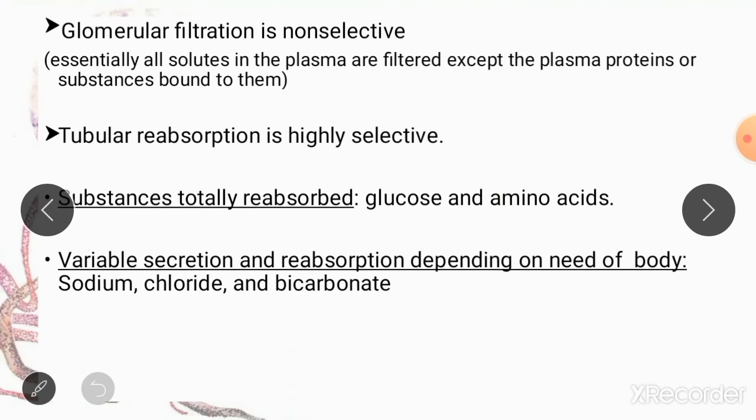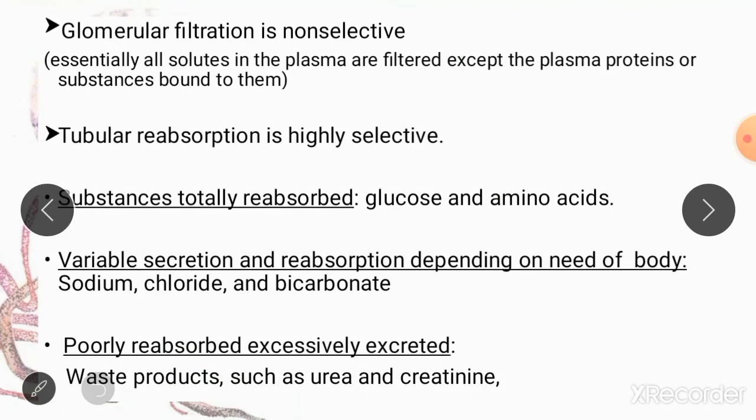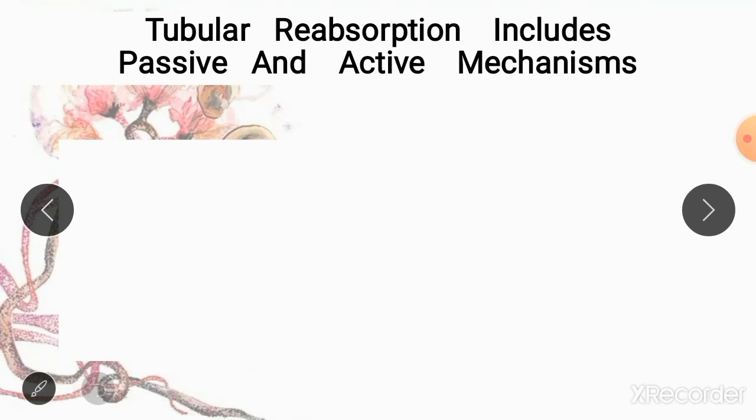Then there are some substances which are reabsorbed according to the needs of the body. Such substances include sodium chloride, bicarbonate, and other variable elements which are adjusted according to the needs of the body. Then there are some substances which are poorly reabsorbed and mostly excreted in the urine, and such substances are waste products like urea and creatinine. They are very poorly reabsorbed.